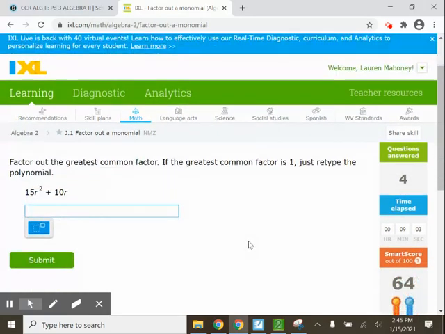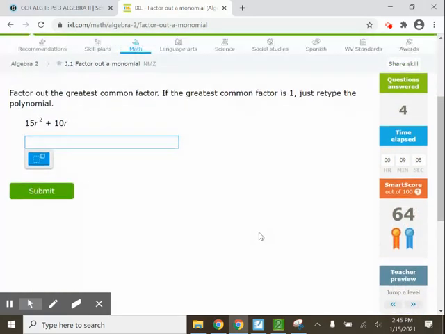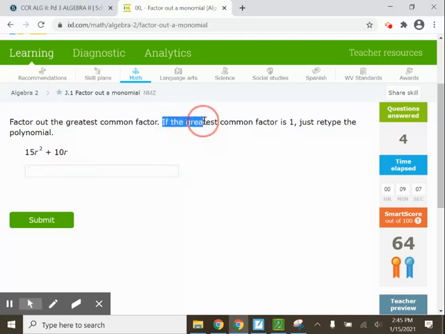So I know one didn't come up like this, but here, if the greatest common factor is 1, just retype the polynomial. That is, you can't take out a number except for one, and they don't both share a variable. You would just retype exactly what the problem was.